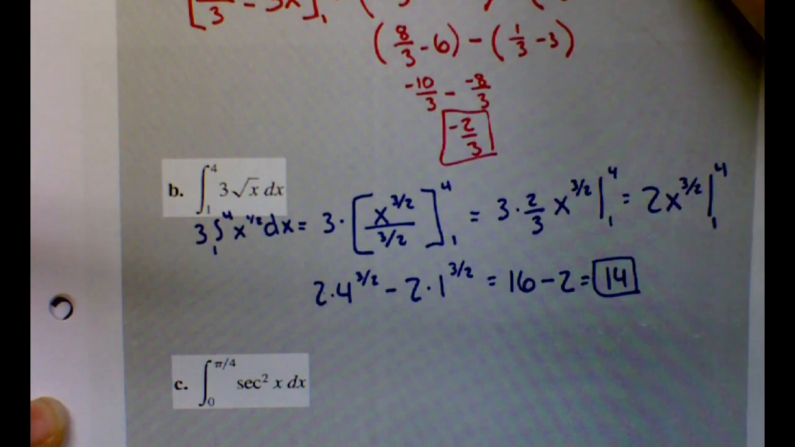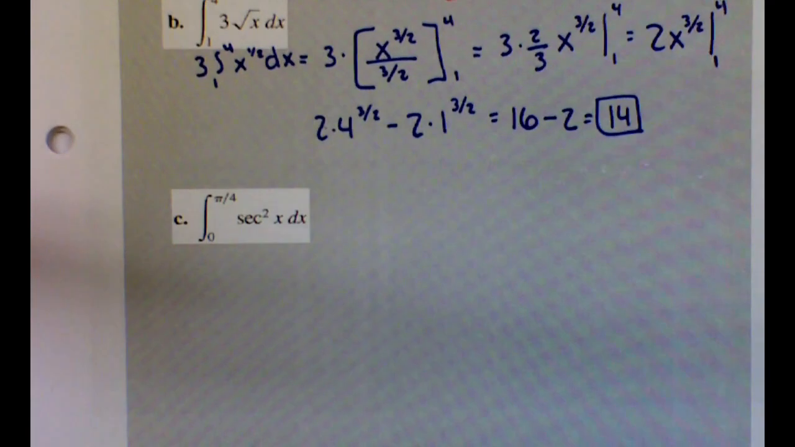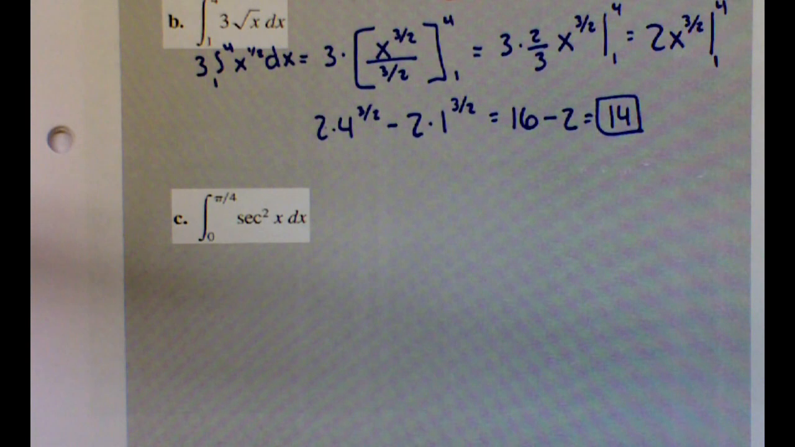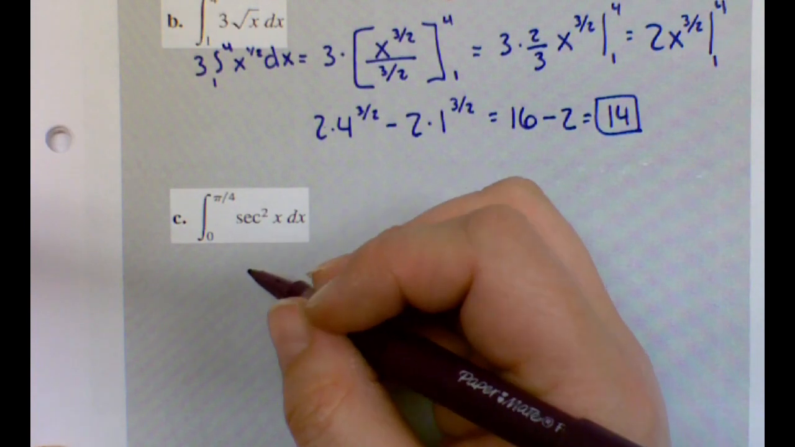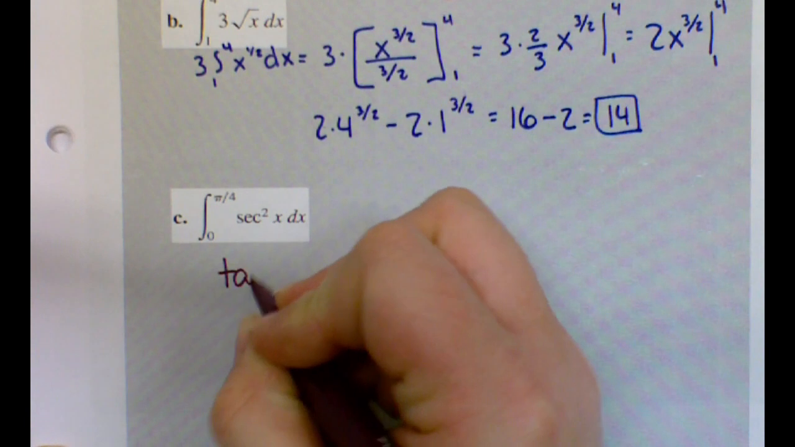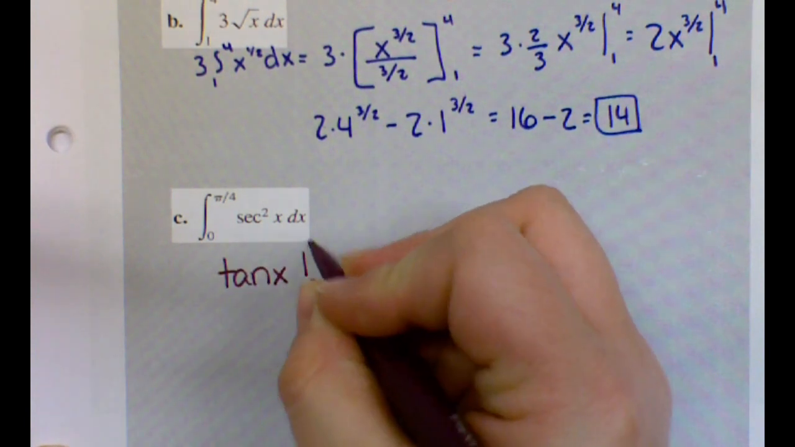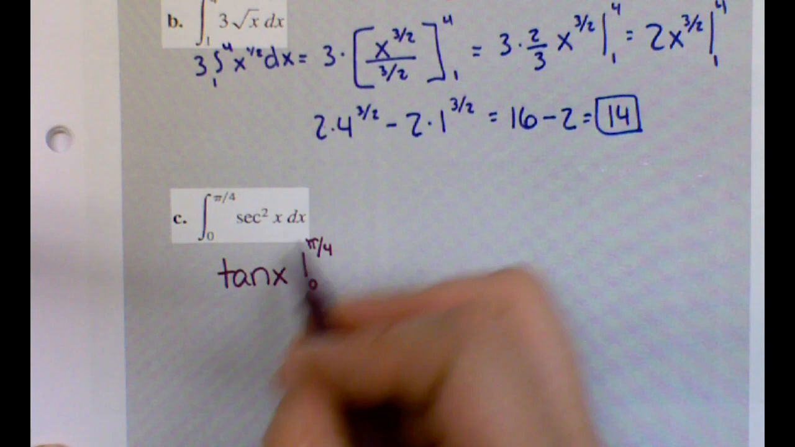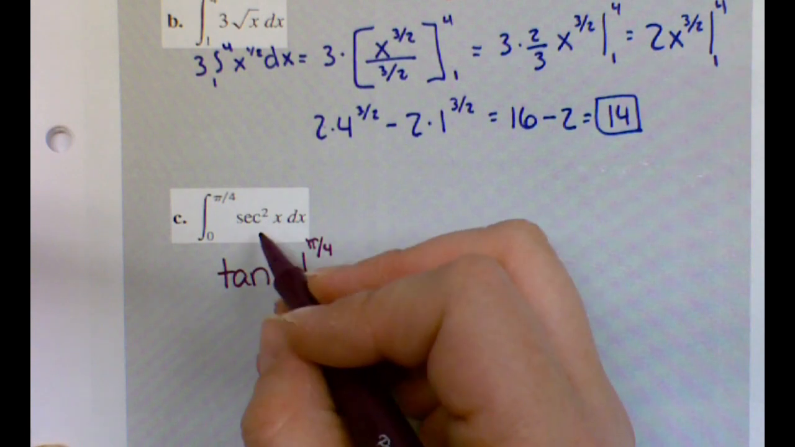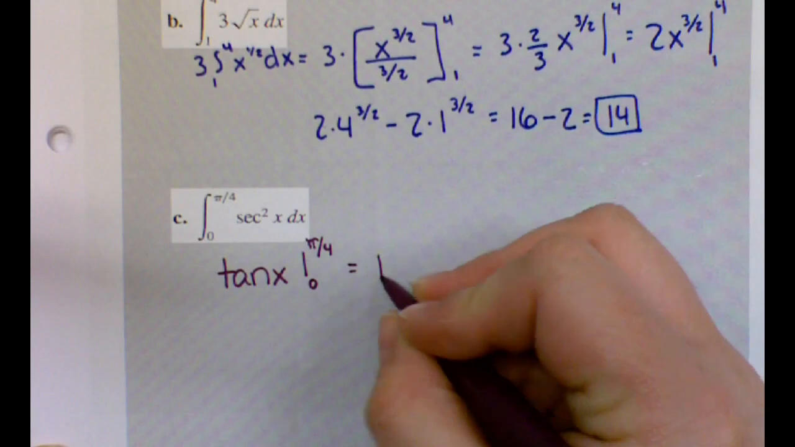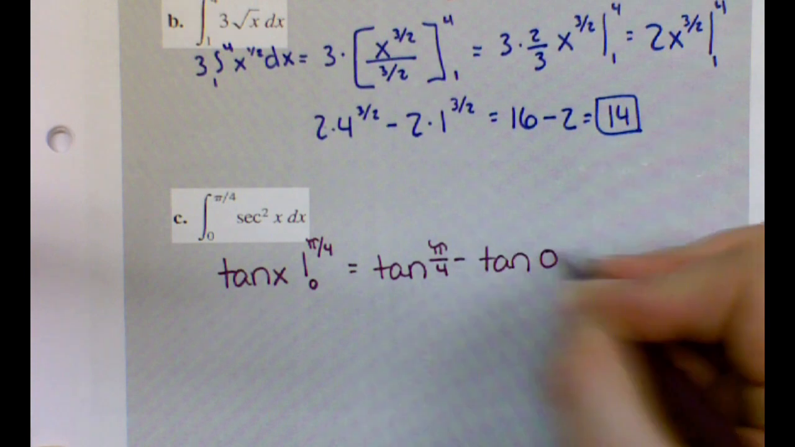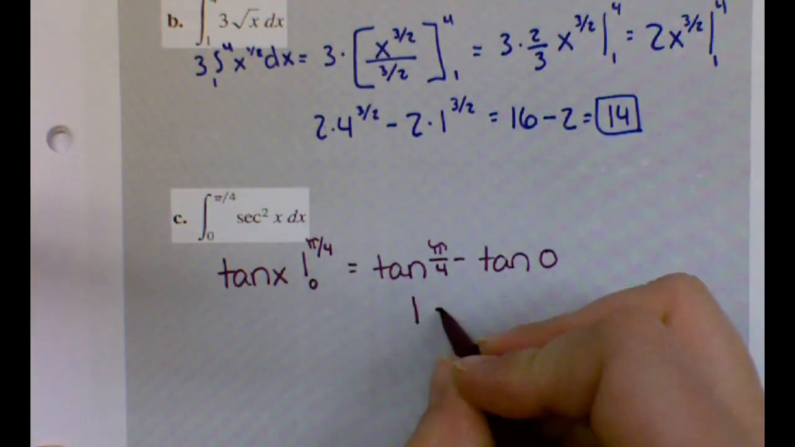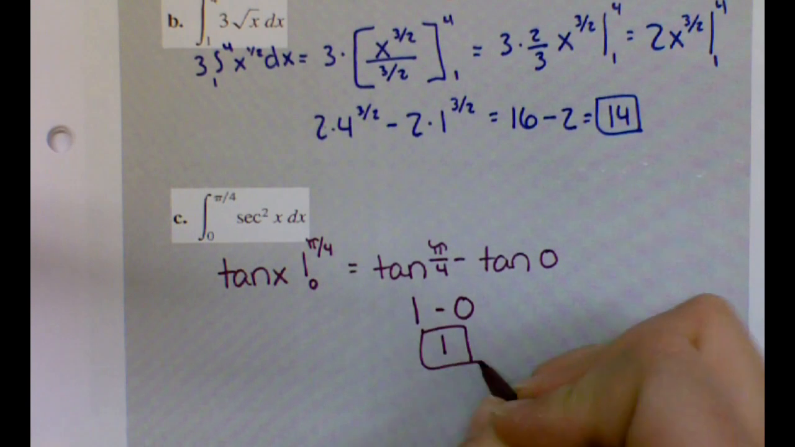And our third one here, we have the integral from 0 to pi over 4 of secant squared x dx. Well, now we have to remember secant squared's antiderivative is tangent of x from 0 to pi over 4. Remember that the derivative of tangent is secant squared, so the antiderivative of secant squared is tangent. So we take the tangent of pi over 4 minus the tangent of 0. The tangent of pi over 4 is 1. The tangent of 0 is 0, giving me 1 as my final answer.